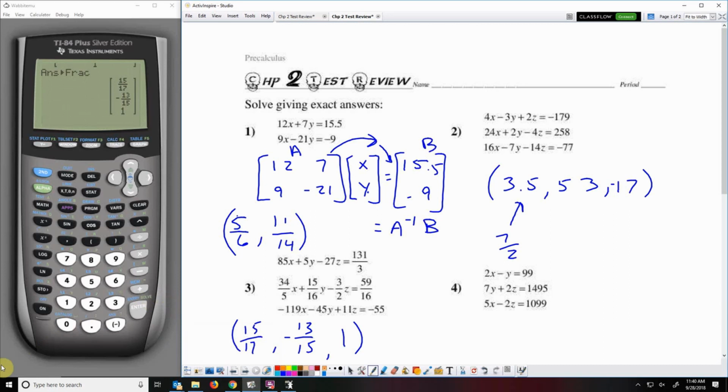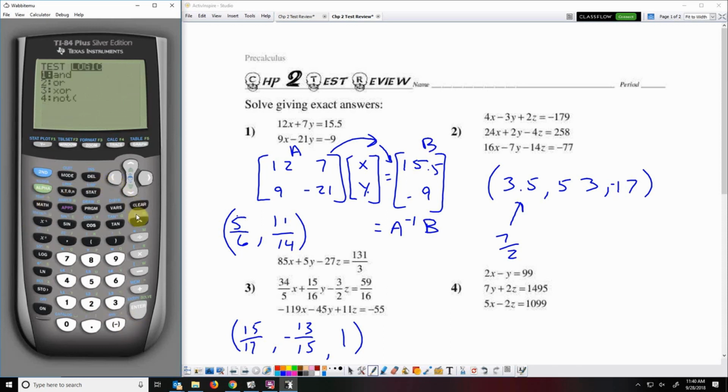And the next one is missing some variables, but it still has x, y, and z. So I need to make sure to include all 3. So when I start my matrices, I am using a 3 by 3 for matrix 1. I've got 2 for the x's, negative 1 for the y's, and I don't have a z, so 0 z's. And then 0 x's, 7 y's, and 2 z's. And then 5 x's, 0 y's, and negative 2 z's.